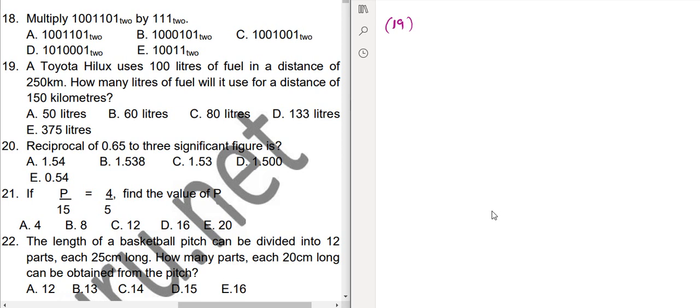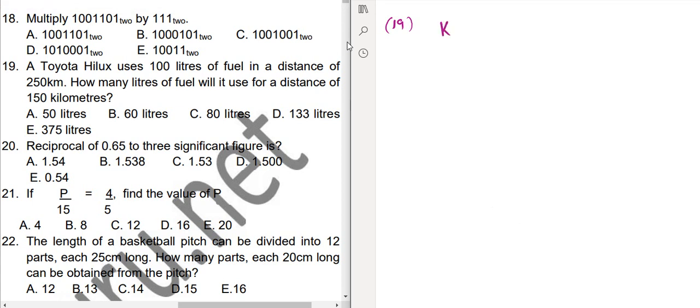Number 19, please. Toyota. You don't know Toyota Hilux, Chidera? Toyota Hilux. Let's go. Toyota Hilux uses 100 liters of oil in a distance of 250 kilometers. How many liters of oil will it use on a distance of 150 kilometers?